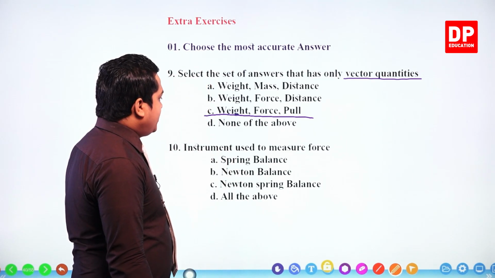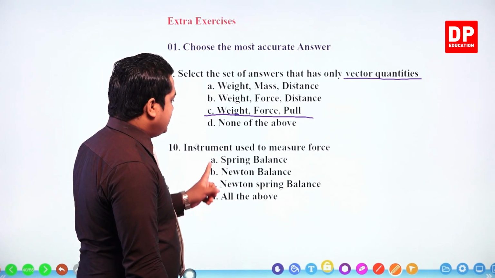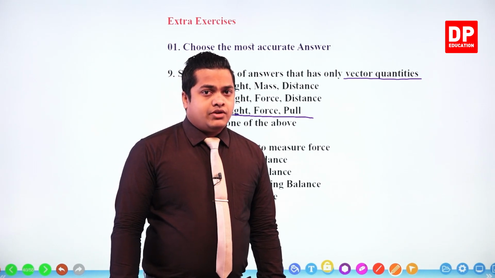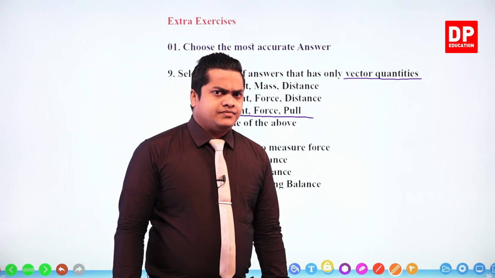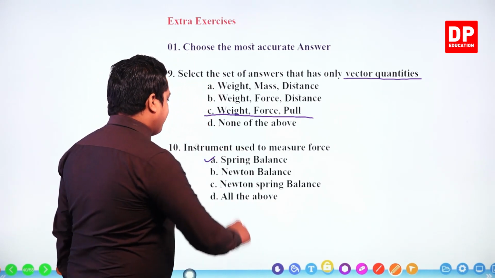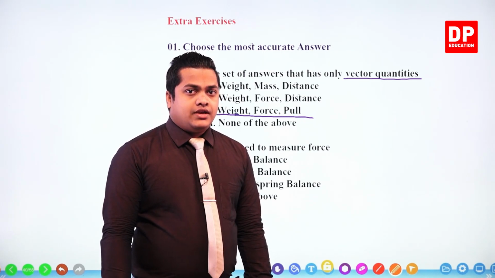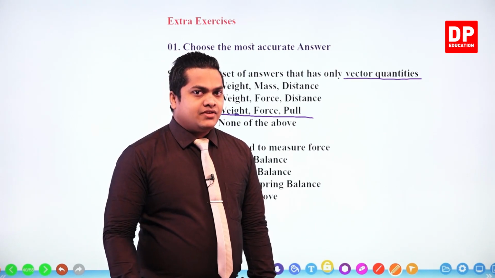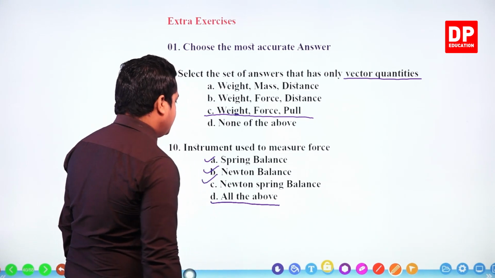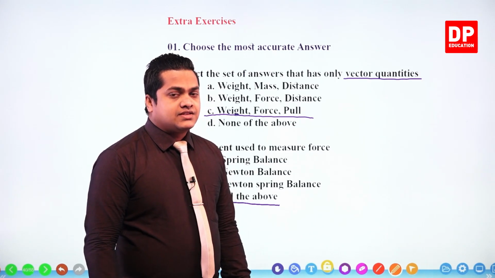Next one. The instrument used to measure force. The instrument that we use to measure force is the spring balance. Correct. There are some spring balances which are calibrated in newtons, so it's correct. Next one, Newton balance. Spring balance is also called the Newton balance, so that is also correct. Newton spring balance is given in your textbook also, as it is calibrated in newtons. So, all the above can be used to measure forces.